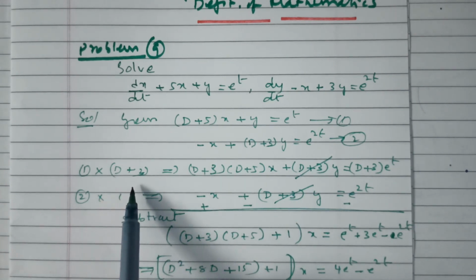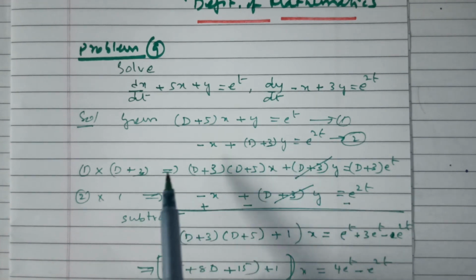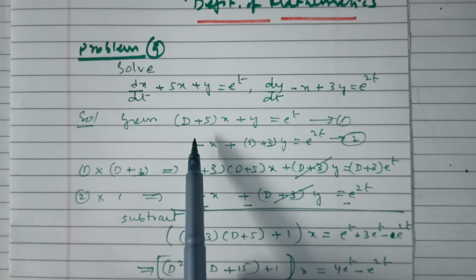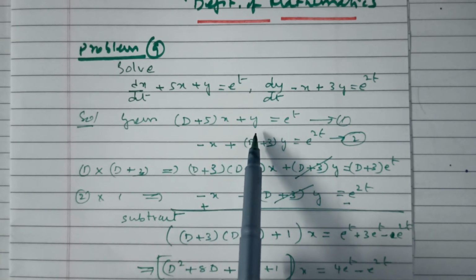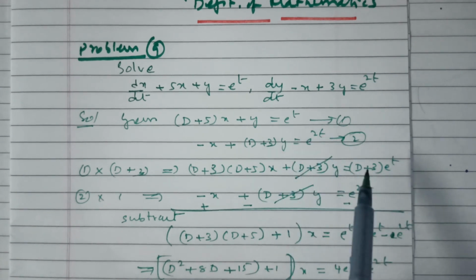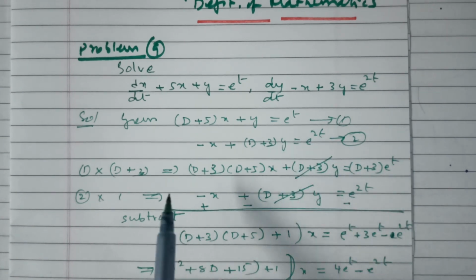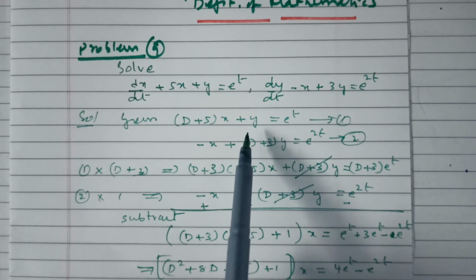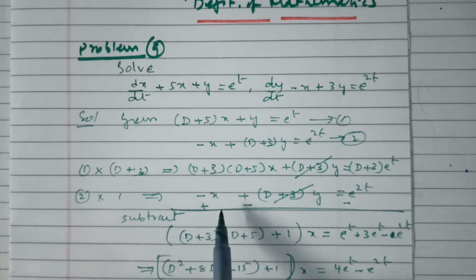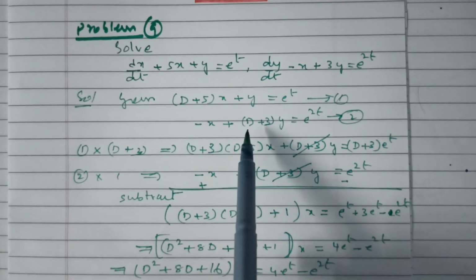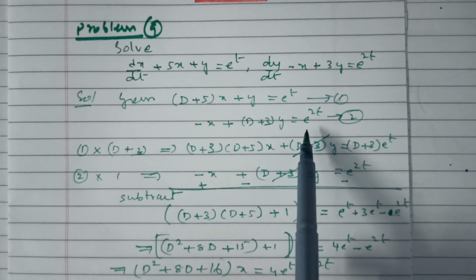So 1 into (D plus 3) plus 2. The first equation can be multiplied with D plus 3. So that (D plus 3) into (D plus 5) of x plus (D plus 3) into y is equal to (D plus 3) e power t. The second equation can be multiplied by 1 because the y coefficient is 1. Second equation multiplied by 1: minus x plus (D plus 3) into y, as usual, is equal to e power 2t.